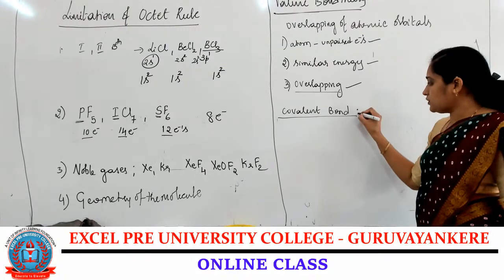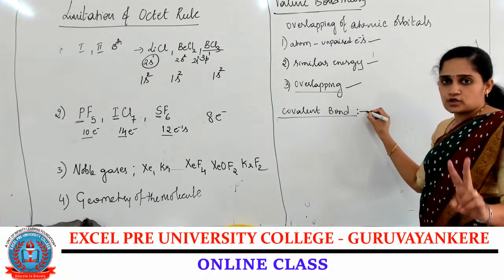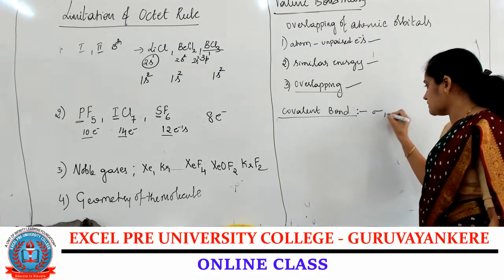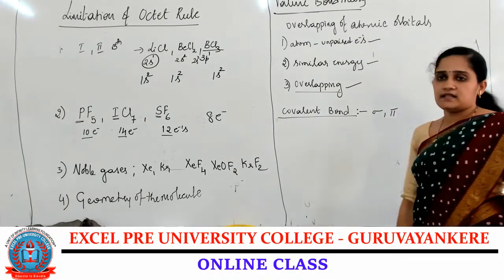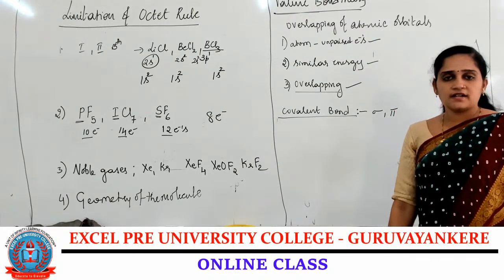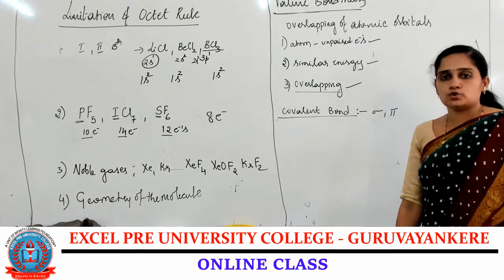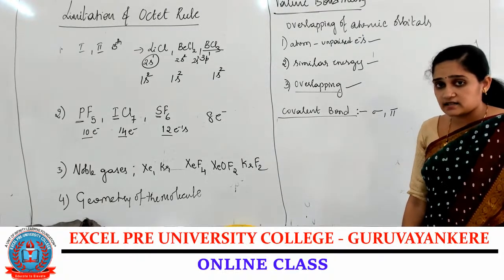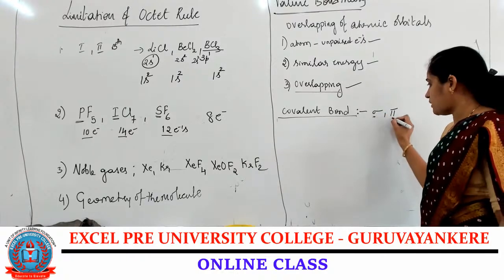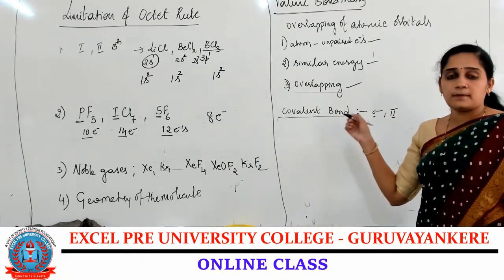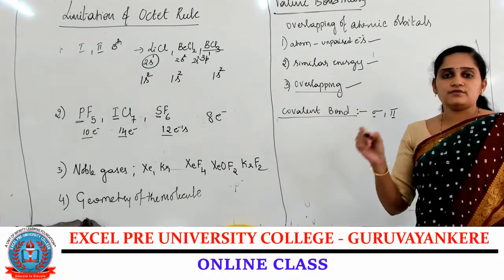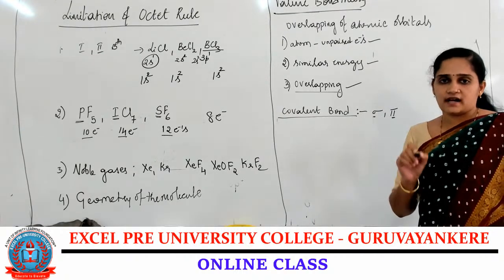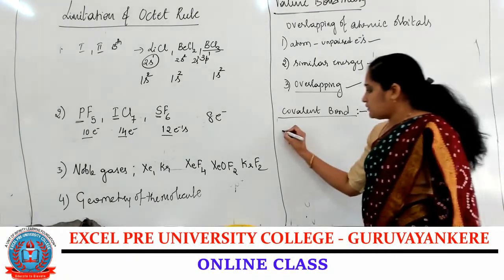During covalent bond formation, it forms two kinds of covalent bond. One is the sigma bond, another one is the pi bond. Sigma bond and pi bond are the two covalent bonds. Now let us study how a sigma bond is formed and how a pi bond is formed by the overlapping of valence orbitals of an atom.